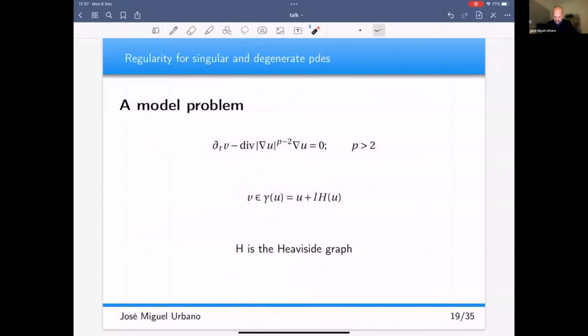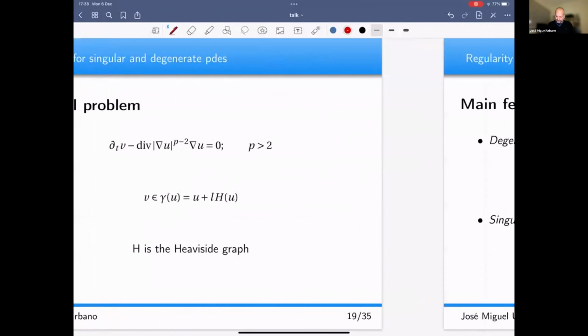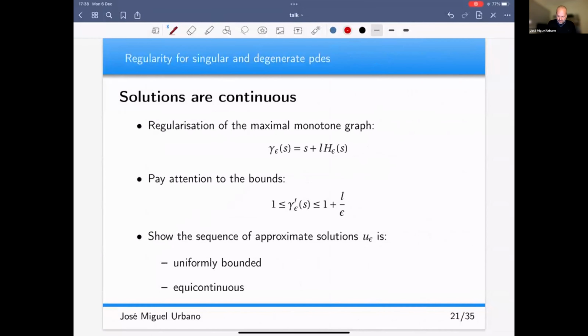What do you do? So here, basically what you do is this. You regularize the maximum monotone graph like this. So you consider a regularization, which I call here gamma epsilon. You see that you obtain these bounds for the derivative, right? So the derivative is greater or equal than 1 and less or equal than 1 plus L over epsilon. So you see as epsilon goes to 0, this upper bound goes to infinity. So you lose something when epsilon goes to 0.